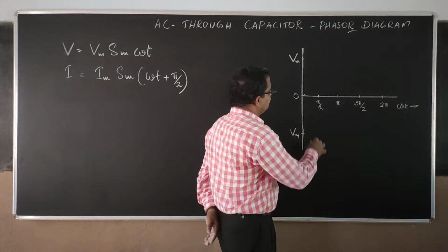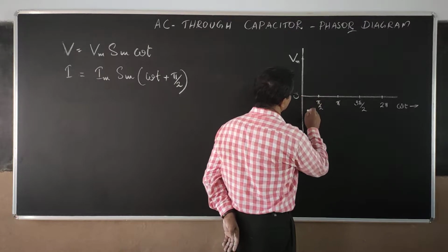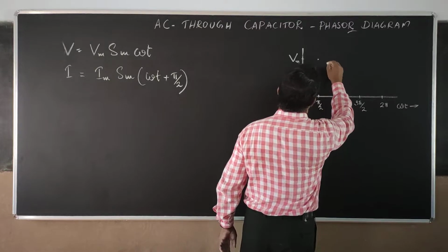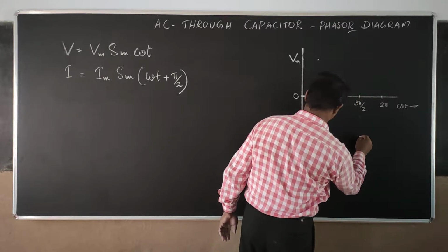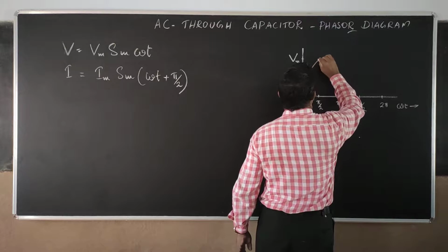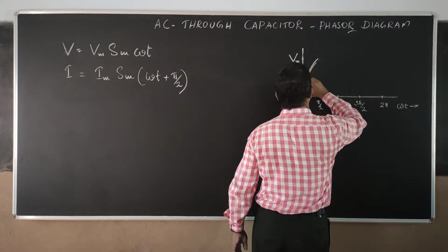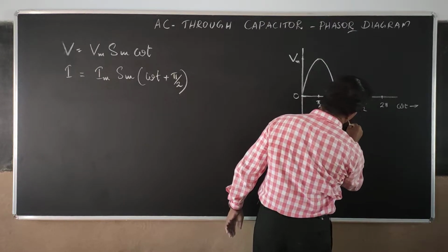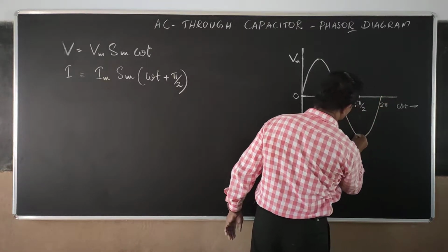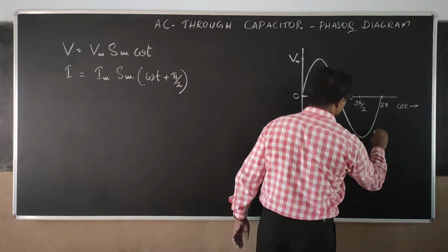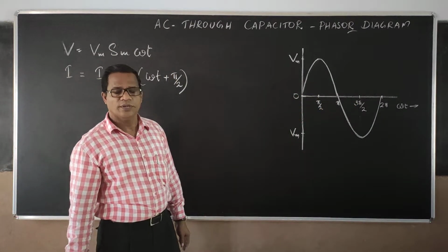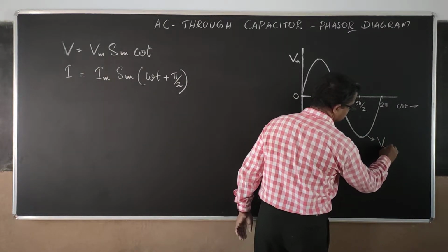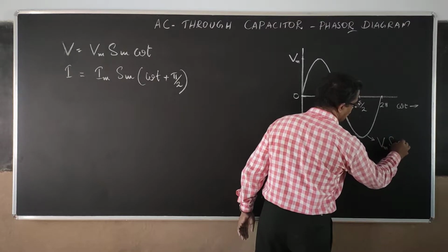Now, when I draw the waveform for the AC voltage, it must be of the form, it goes like this, the waveform. And it goes like this. Okay? So this is the instantaneous voltage, that is Vm sin omega t.